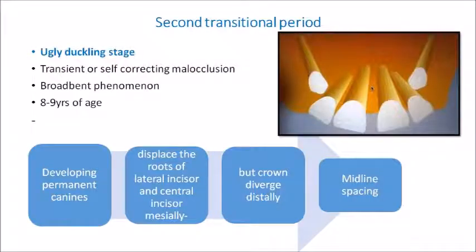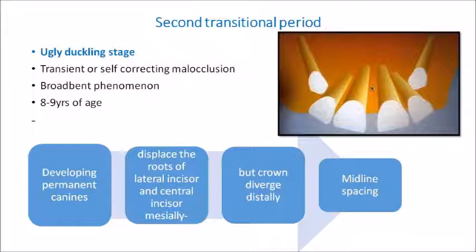Now moving on to the second transitional period, where the important phenomenon occurring is called the Broadbent phenomenon or the ugly duckling stage. What happens during this period is that around 8 to 9 years of age, the developing permanent canines will exert a pressure on the roots of the lateral incisors. Please look at the picture. You can clearly see that the developing canines are putting pressure on the roots of the lateral incisors.